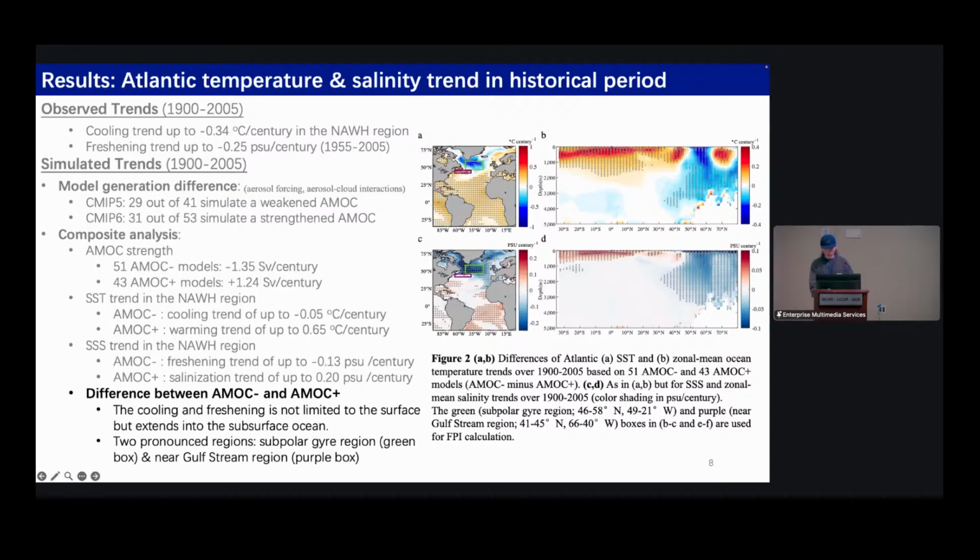Panels A and C are the SST and SSS trend difference between the two groups. Panels B and D are the zonal mean temperature and salinity trend difference in the Atlantic basin.